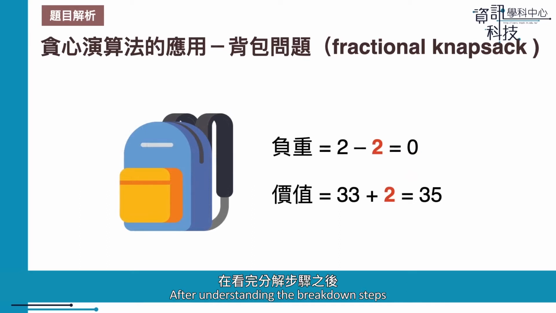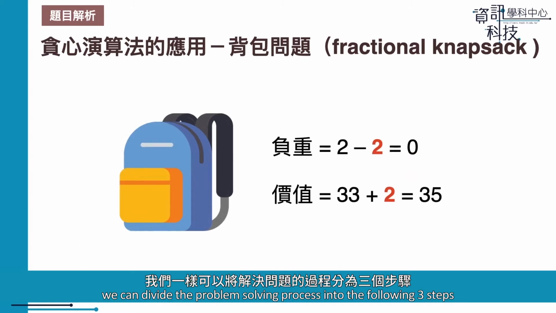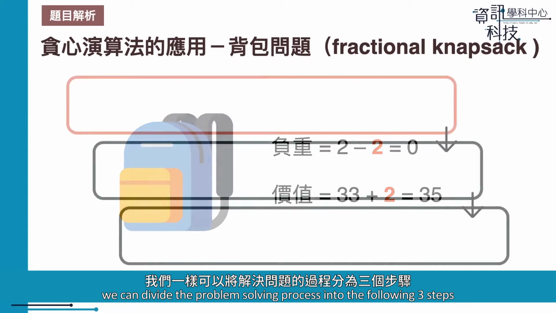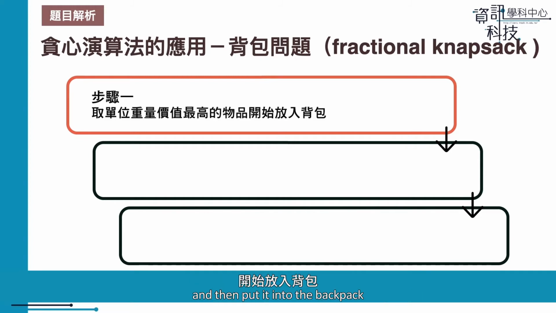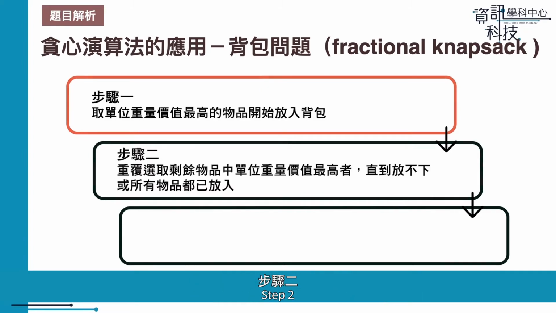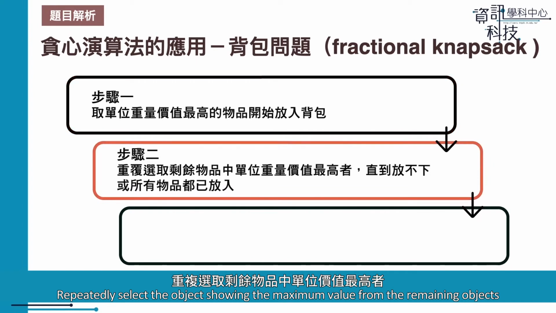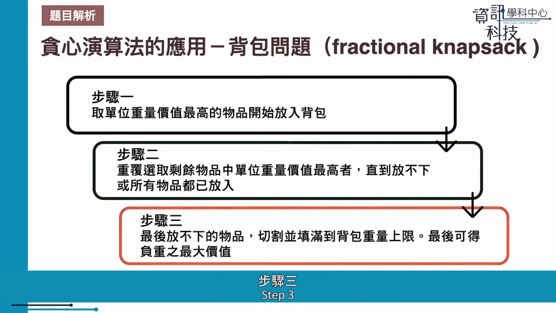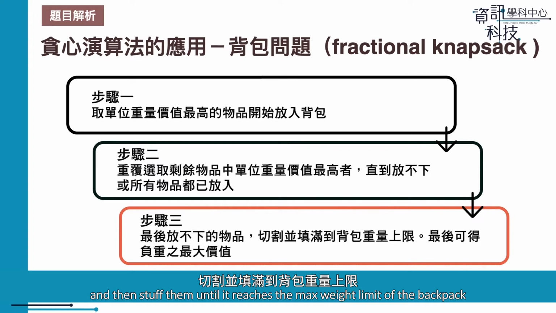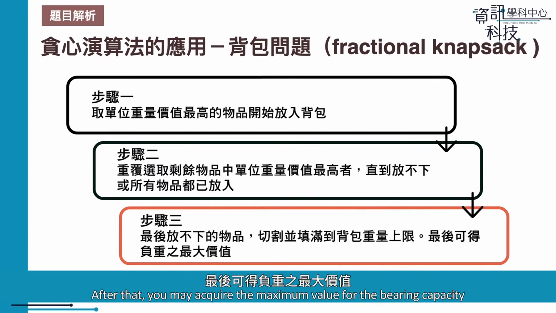After understanding the breakdown steps, we can divide the problem-solving process into the following 3 steps. Step 1. Select the object showing the maximum unit weight value and then put it into the backpack. Step 2. Repeatedly select the object showing the maximum value from the remaining objects until the backpack is fully filled without any additional space, or all objects are loaded into the backpack. Step 3. Separate the objects that cannot be loaded and then stuff them until it reaches the max weight limit of the backpack. After that, you may acquire the maximum value for the bearing capacity.